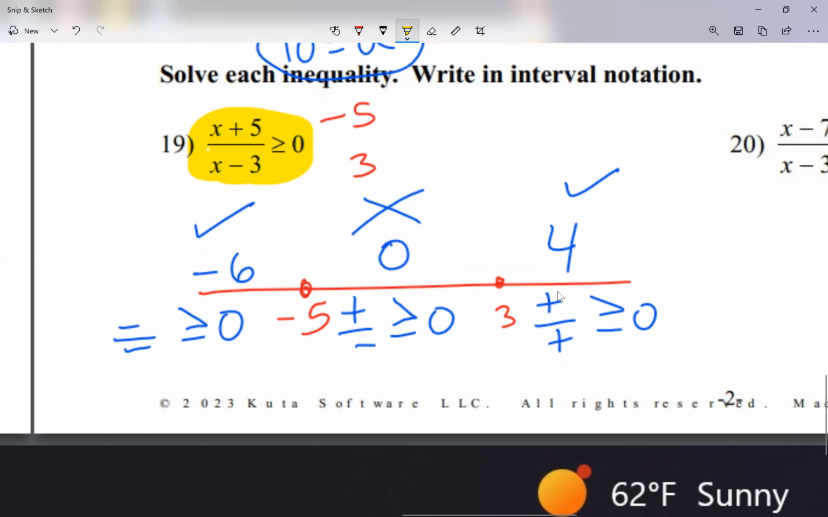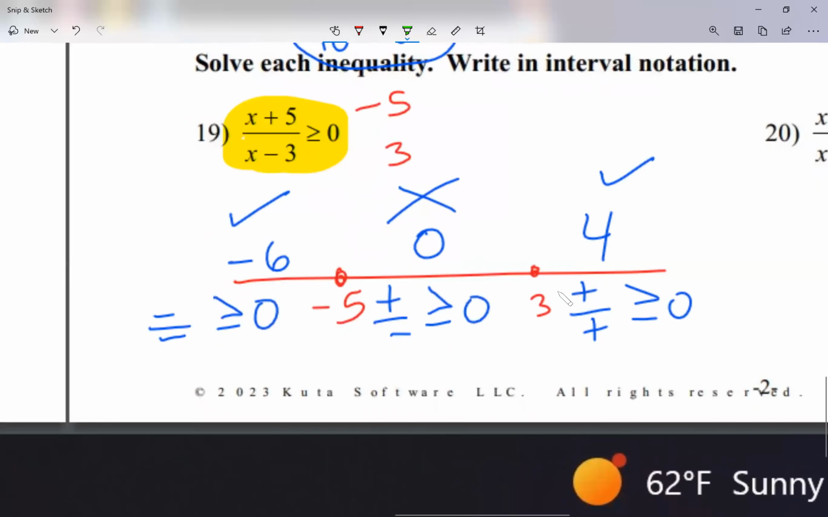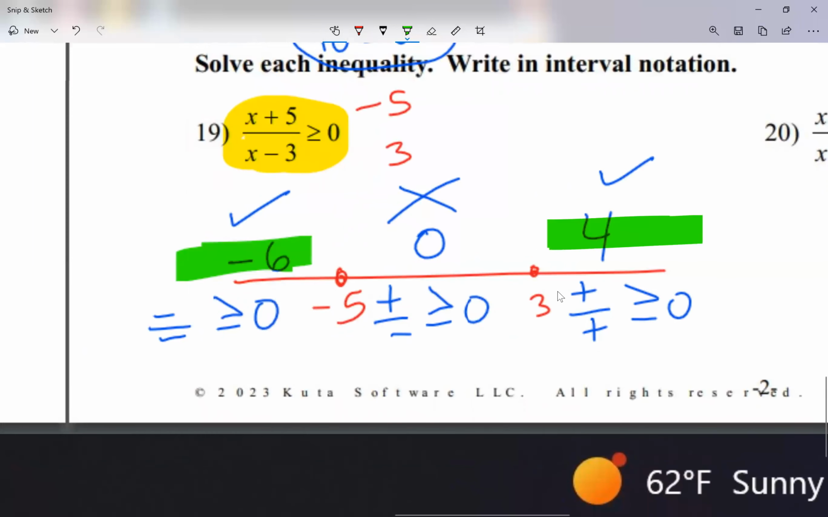Okay, so my solution is going to be representing all the sections that did work. So let me highlight in green this section. Oops, this section worked and this section worked, not the one in the middle. All right, so remember the first section was anything less than -5.